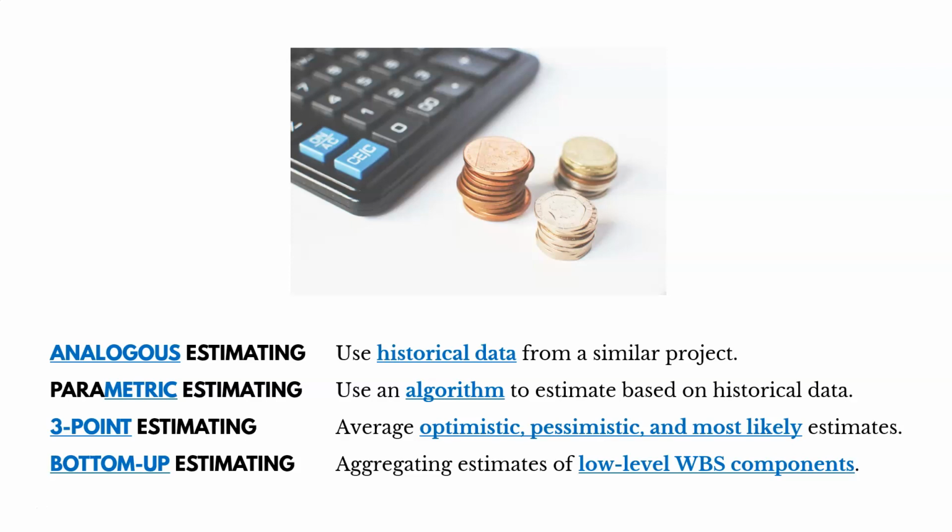And there's parametric estimating, using an algorithm to calculate cost or duration based on historical data. It's similar to analogous, but you're using algorithms, math, stats to come up with a number. And the way that I remember this is that it has parametric in the name. So metric, I think mathematical, or an algorithm. And there's 3-point estimating, averaging optimistic, pessimistic, and most likely estimates. And finally, bottom-up estimating, that's aggregating estimates of lower-level components of the WBS. We're starting at the low level from the bottom and adding them up.